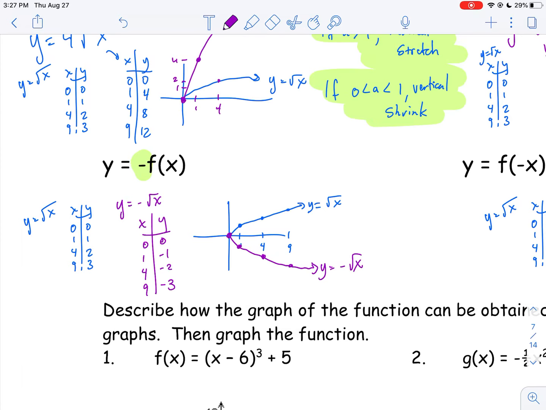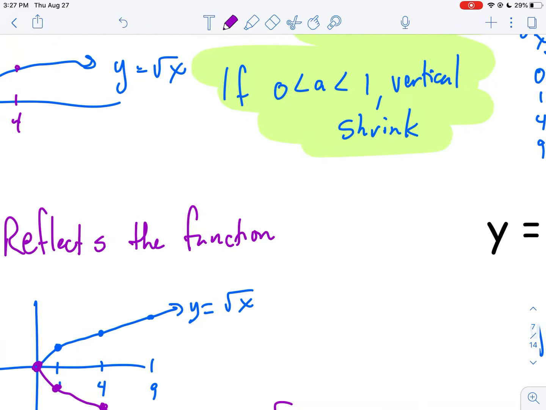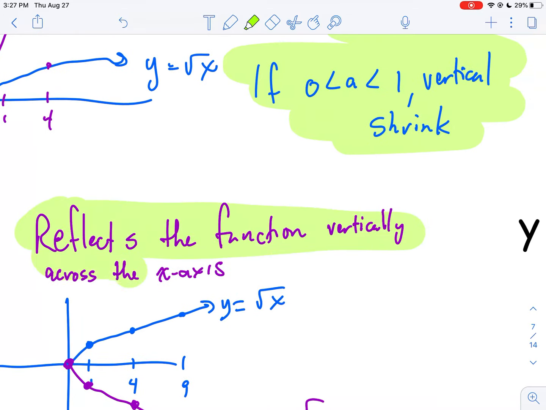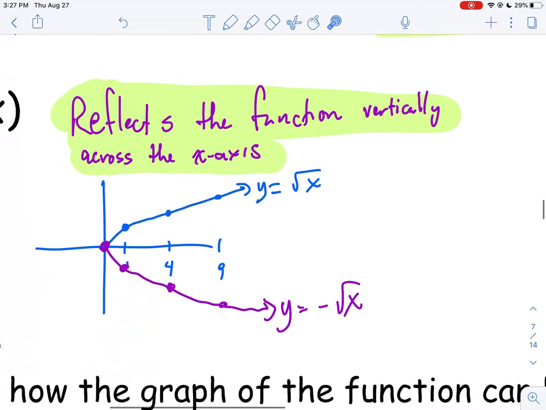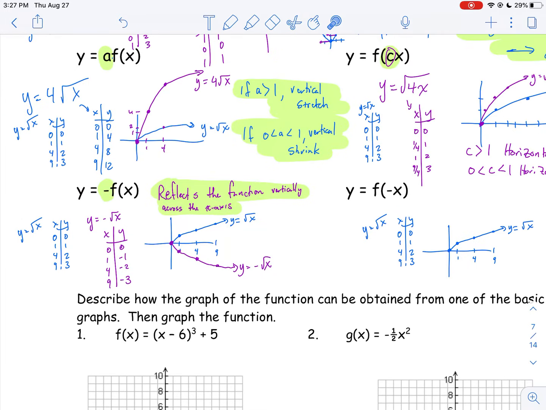So what did this negative sign do? Reflects a function. I'm going to say it this way: vertically across the x-axis. I don't know if you see it that way. We've got the function, it's reflecting it vertically across the x-axis. This is the x. Okay. We'll come back to this in a minute.